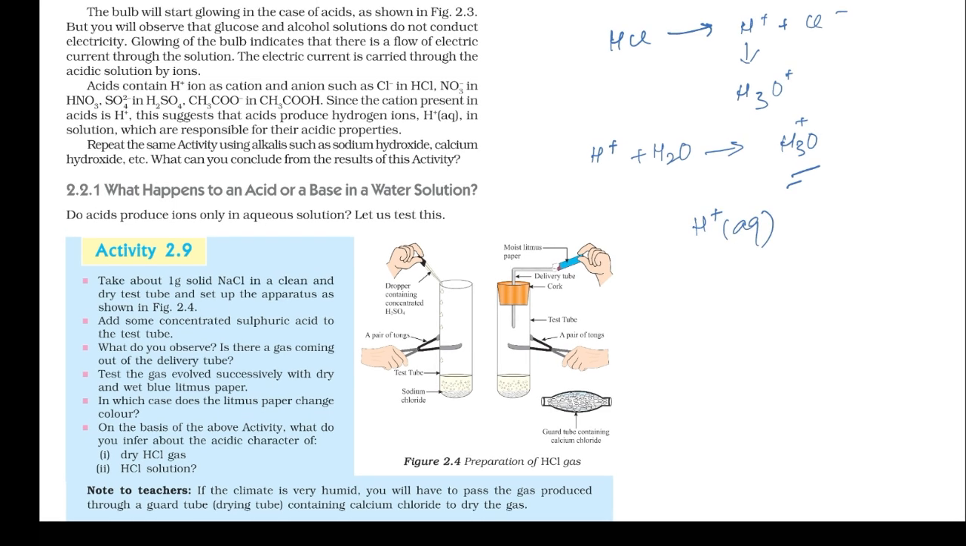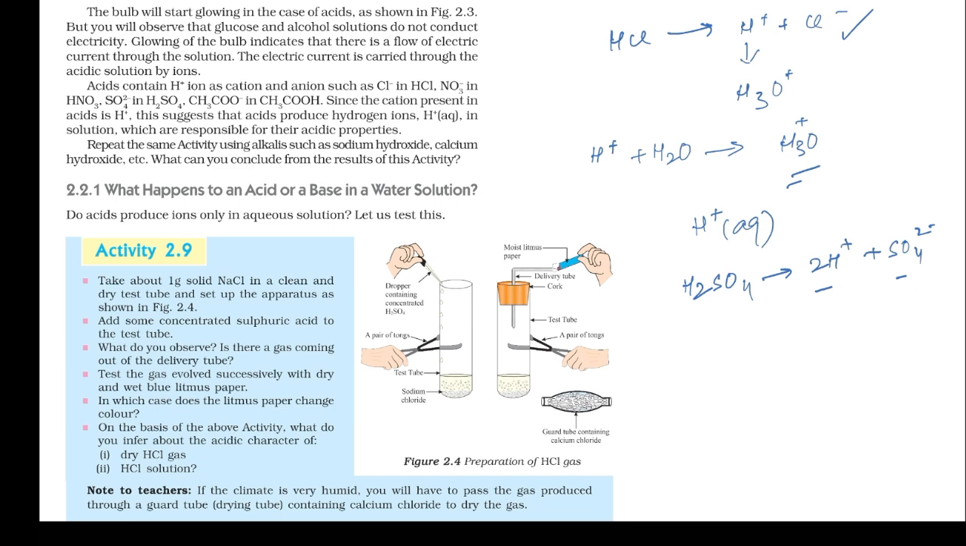So acid dissociates in solution to give H+ ion and the corresponding anion. For example, HCl gives H+ and Cl- ions. H2SO4 will dissociate to give 2H+ and SO4 2- ions. So a cation and an anion are obtained, and these ions help in the conduction of electricity through the solution, as a result of which the bulb glows.